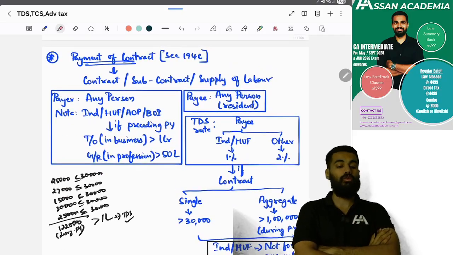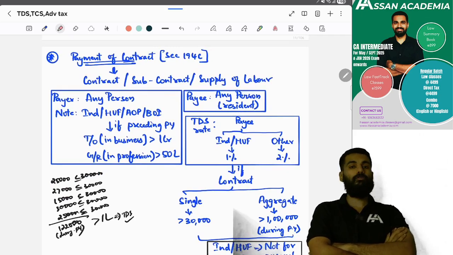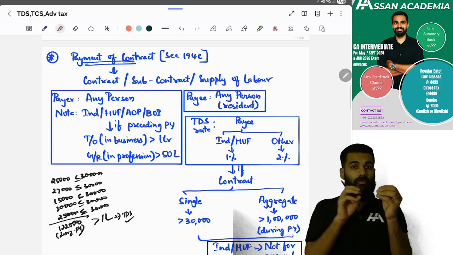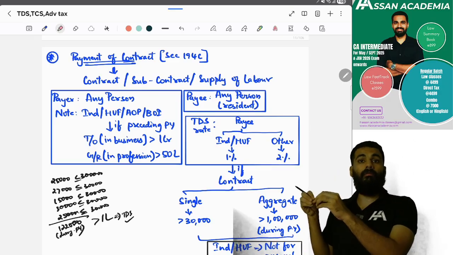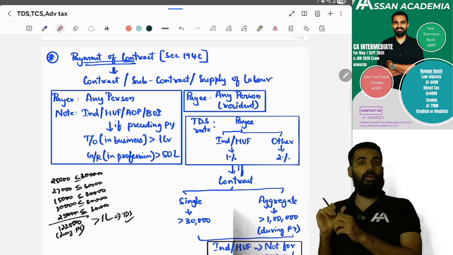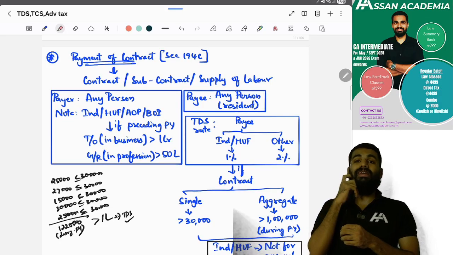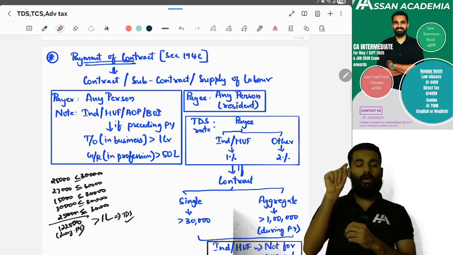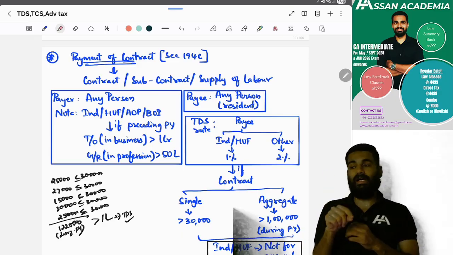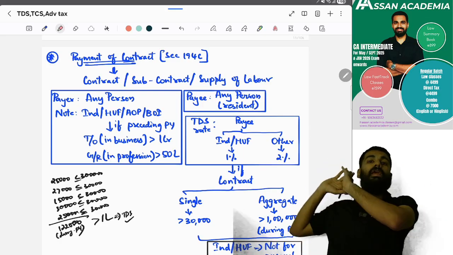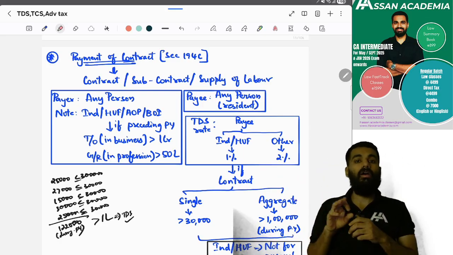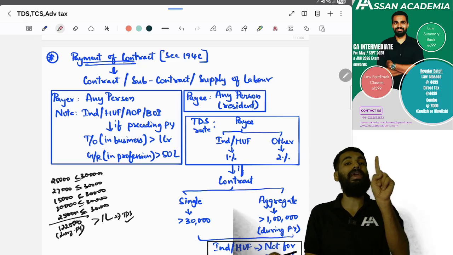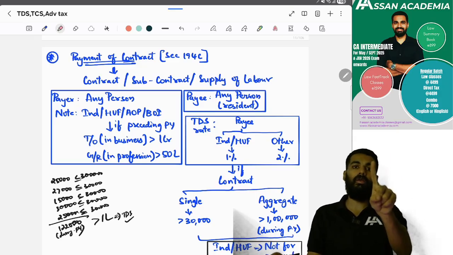Important section, section 194C. What is it, sir? Payment of contract. Yes. So a contract or a subcontract or supply of labor. If the payer is an individual or HUF, and in the preceding previous year his turnover in business is more than 1 crore, or his gross receipt in profession is more than 50 lakhs, and this payer is making payment to any resident person, then TDS will be deducted at 2%. But if the payee is an individual or HUF, then it will be 1%.